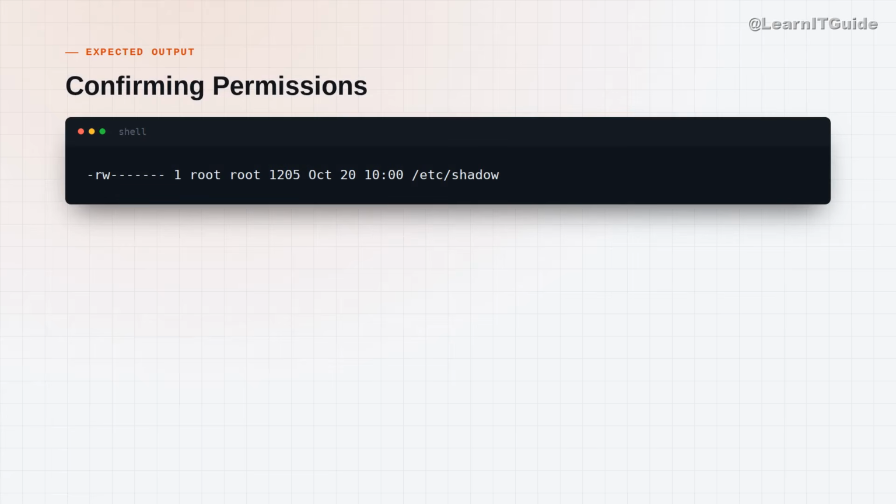The -rw characters confirm that only the root user has read and write access. Any other user or group has no permissions at all. This is exactly what you want for sensitive system files.